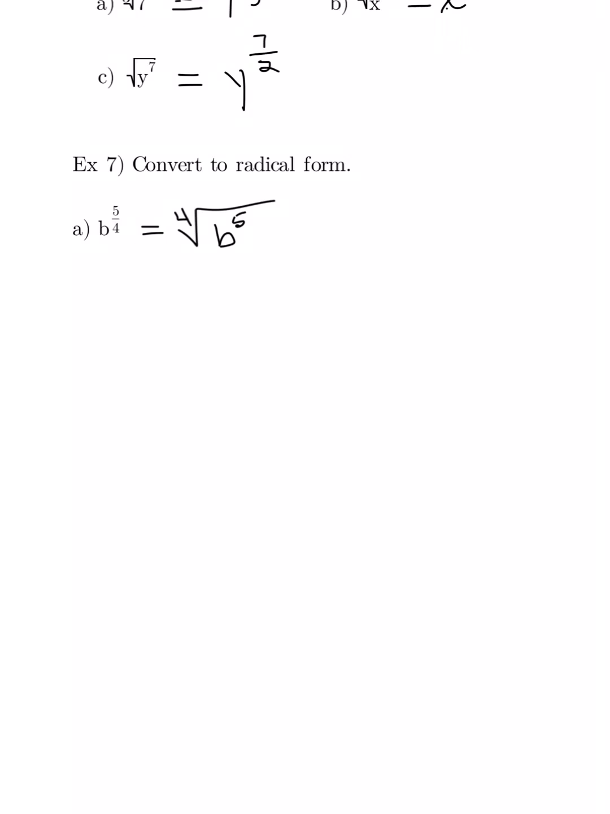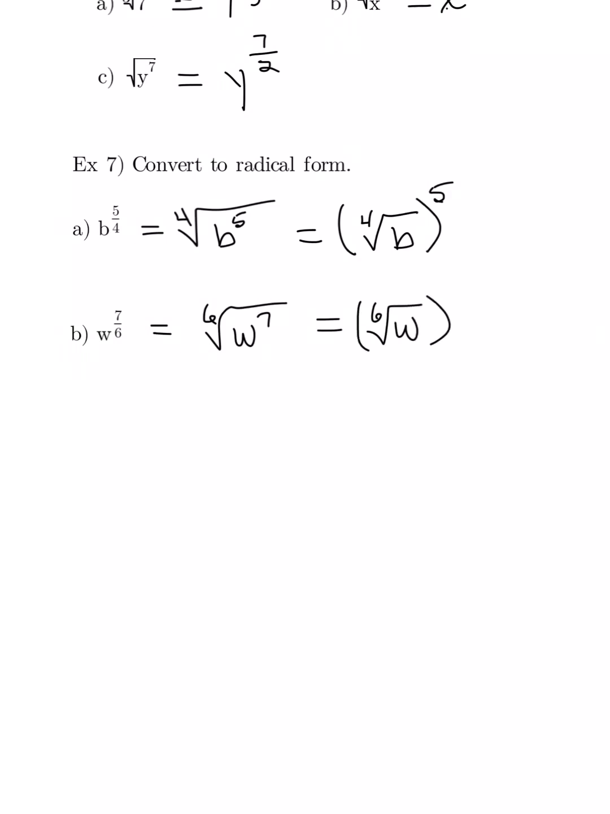Remember that we have a second way that we can write this. It stays the 4th root. The b stays inside the radical, but you can raise the entire root to the 5th power. For our second example, we have w to the 7/6 power. So this would become the 6th root of w to the 7th power, or it would become the 6th root of w, the entire thing being raised to the 7th.